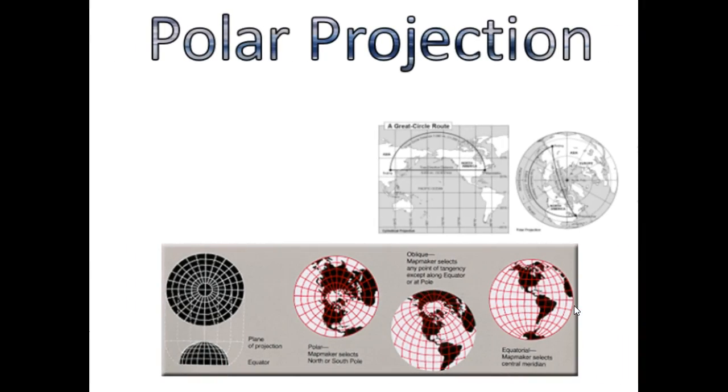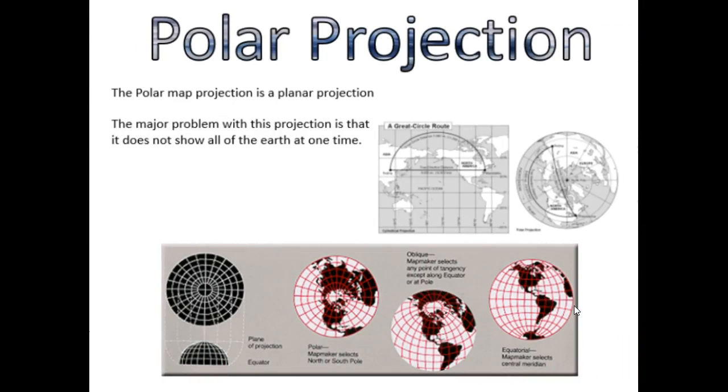The next type of projection is polar projection, and that's when we see the map from the polar view. So we have these maps that look circular because we're looking at a polar view of Earth. The major problem with this projection is that you don't see all of the Earth at the same time.